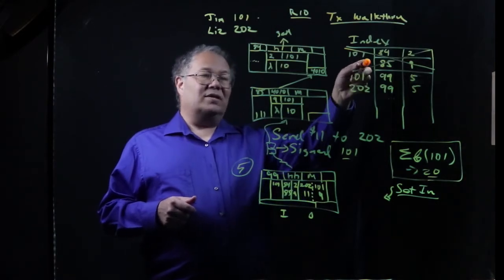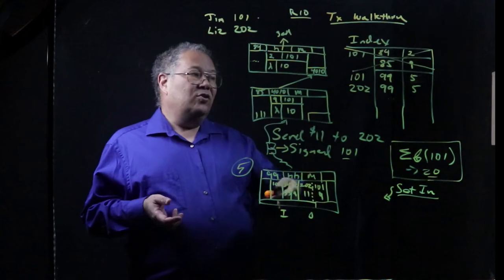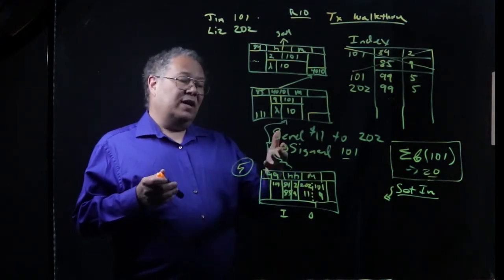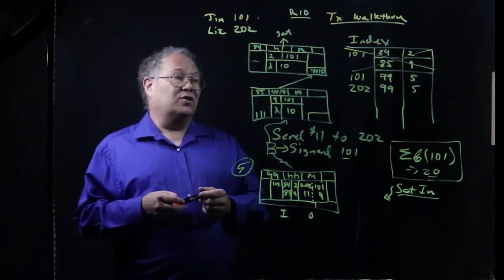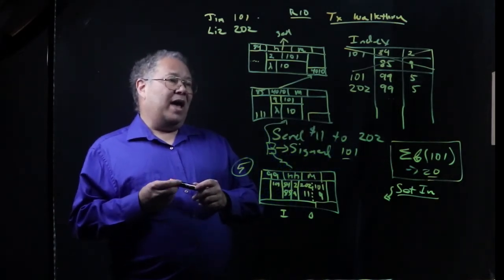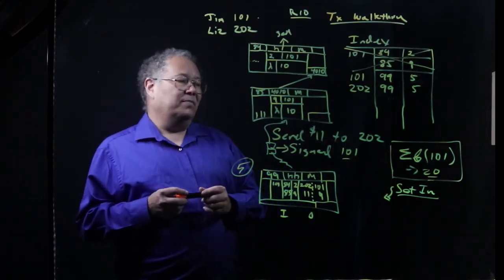So what we do to the index is we just delete 101's things because we're adding them all up. We add new entries if there's change. If he spends all of his money and doesn't have any left, we don't have to have an entry because it's 0 in the index. And this is what's going on inside the transaction processing.